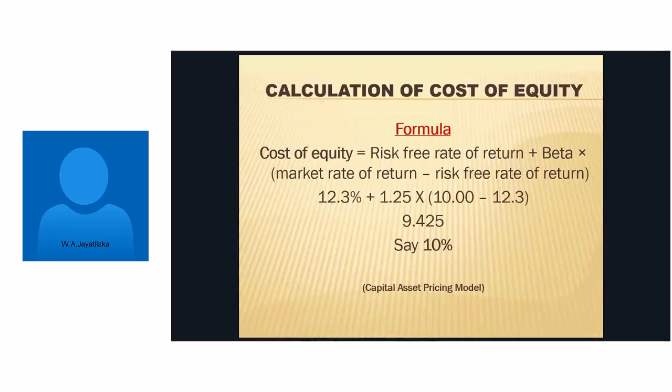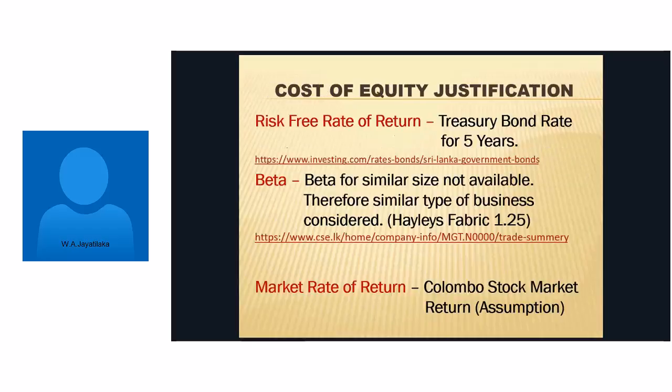Then this is the formula I used for the cost of equity calculation, the capital asset pricing model, and the 12.3 is the average treasury bill rate. These are the formulas I have used. The risk-free rate of return, I have taken the treasury rate for 5 years, and I have given the link from where I have taken that detail. Then the beta value for a similar size company was not available in the Colombo Stock Exchange details. Therefore, I have taken a similar type of business, Hayes Fabric, which manufactures knitted fabric. It is 1.25, which I took from the Colombo Stock Exchange website. And the market rate of return, I assume as 10%.